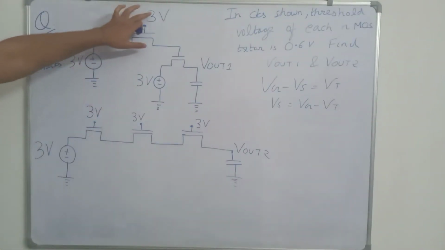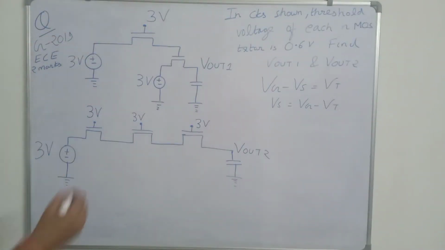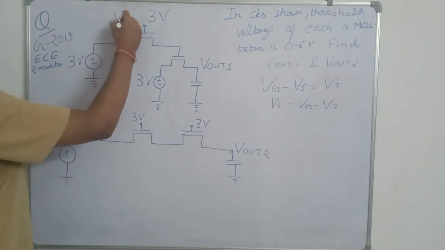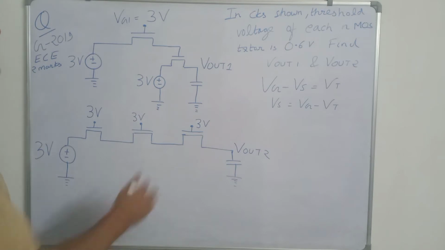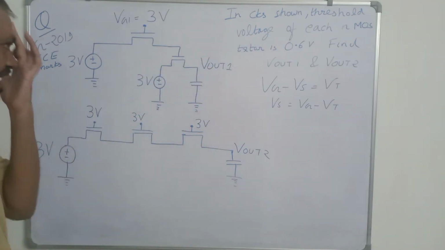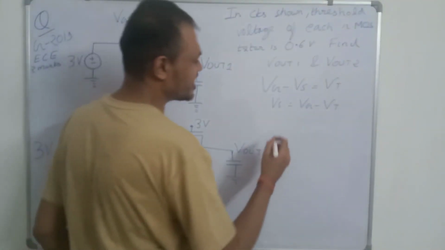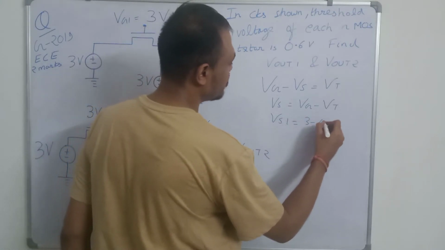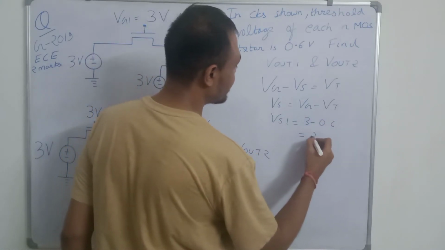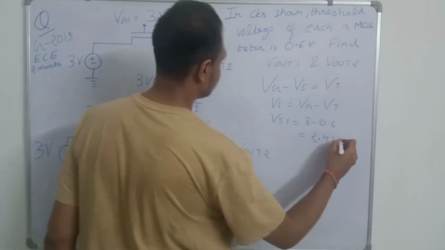So if we look at this transistor, then this is the gate voltage. Let's name it as Vg1. So Vg1 is 3 volt. And threshold voltage of each of the NMOS transistor is 0.6 volt. So Vs1 should be equal to 3 minus 0.6. So it should be equal to 2.4 volt.